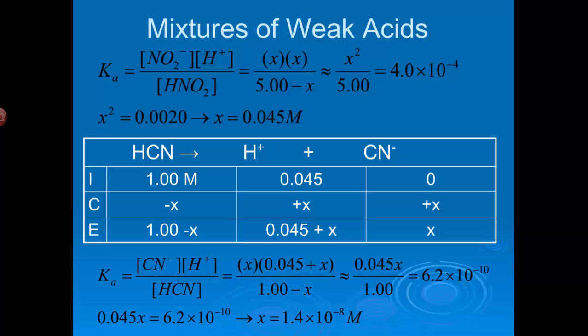We plug into our expression for Ka for HCN. We can make the approximation again because we're assuming the Ka value of HCN is so small that X is going to be tiny compared to 1, which is what we're subtracting it from. So we can make the approximation again. And that gives us a value of 1.4 times 10 to the minus 8th.